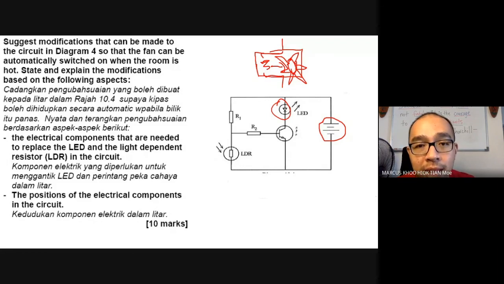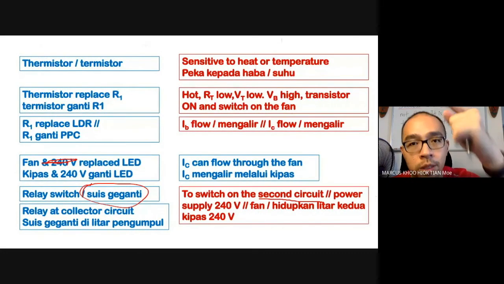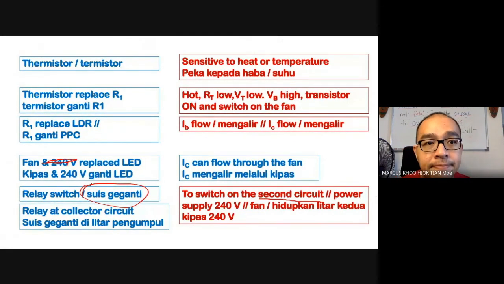Okay, so we have a relay switch that will switch on this power so that the power will turn on the fan. Okay, that's why we have what we call, in Malay, switch geganti. Okay, the transistor will switch on the relay switch, and the relay switch will turn on the power that supplies power to the fan. Okay, that's the relay switch.